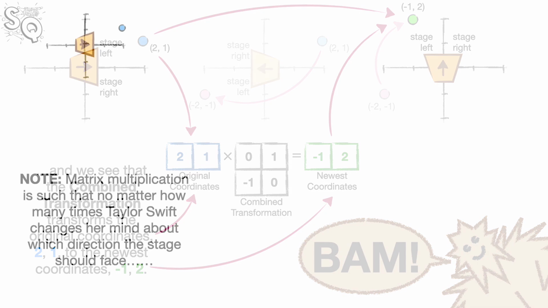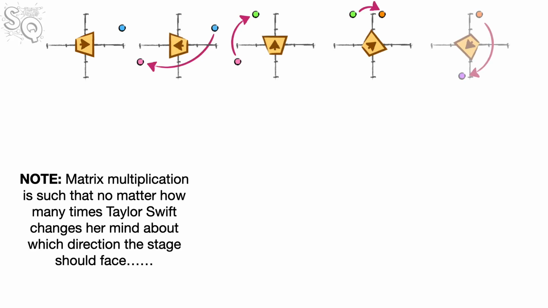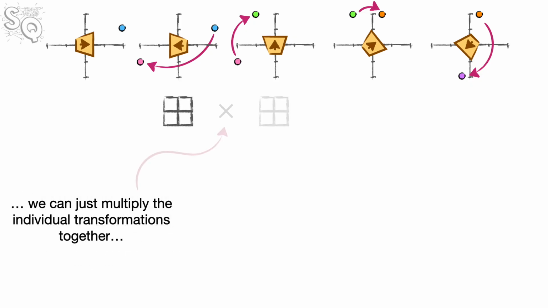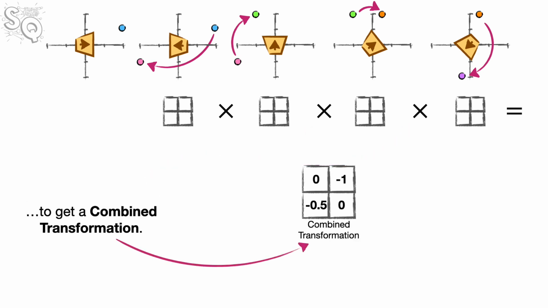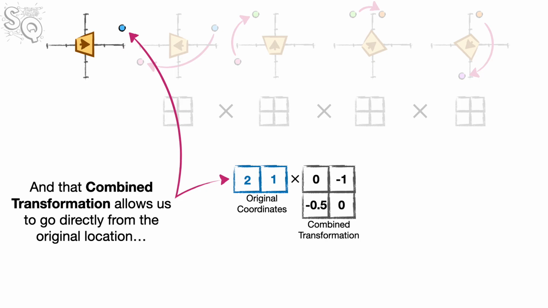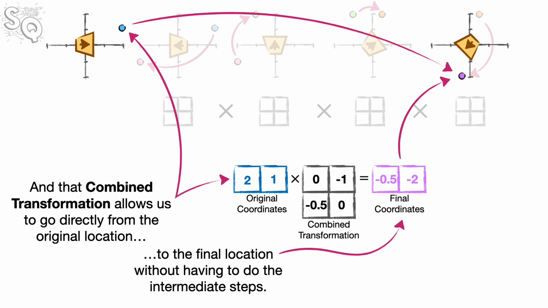Bam! Note, matrix multiplication is such that no matter how many times Taylor Swift changes her mind about which direction the stage should face, we can just multiply the individual transformations together to get a combined transformation. And that combined transformation allows us to go directly from the original location to the final location without having to do the intermediate steps. Bam!